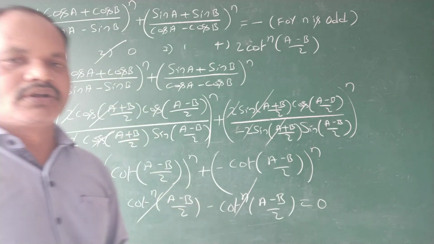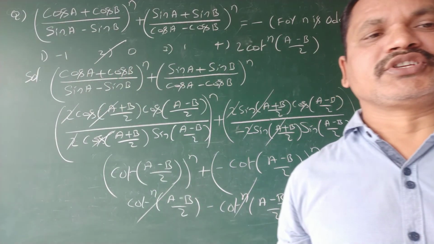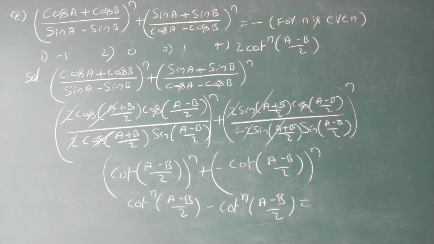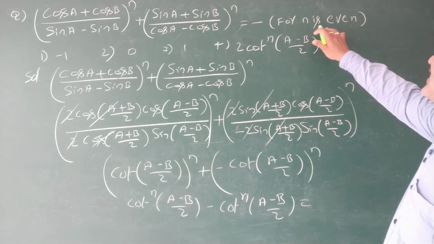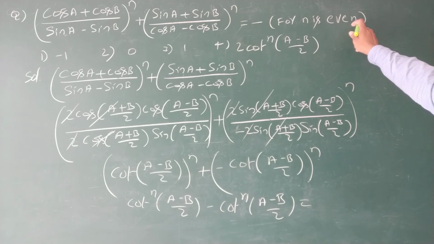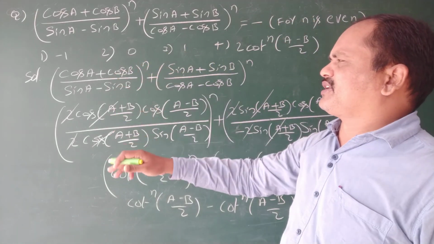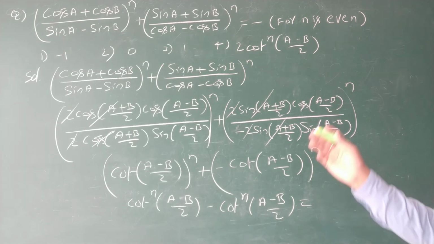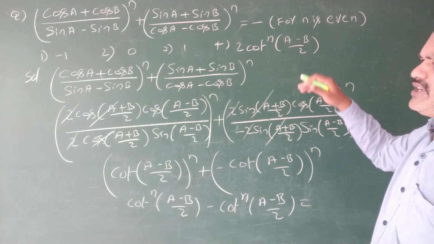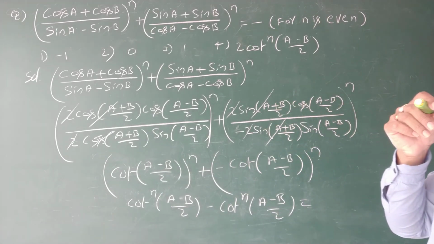The answer is 0. Now we are going to the next question, which depends upon this concept. The next question is (cos a plus cos b)/(sin a minus sin b) whole power n plus (sin a plus sin b)/(cos a minus cos b) whole power n is equal to dash, for n is even. So in the previous question n was odd, here n is even. The first option is minus 1, second option 0, third option 1, and fourth option 2 cot power n of (a minus b)/2.